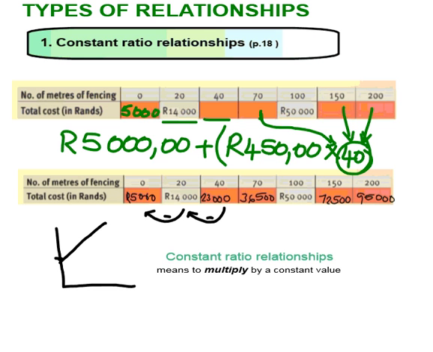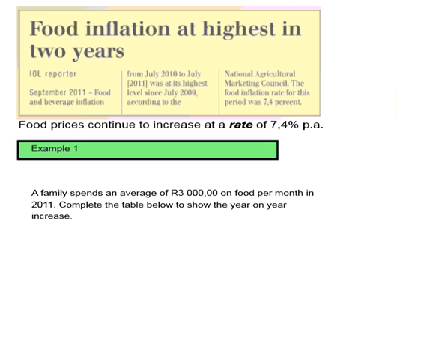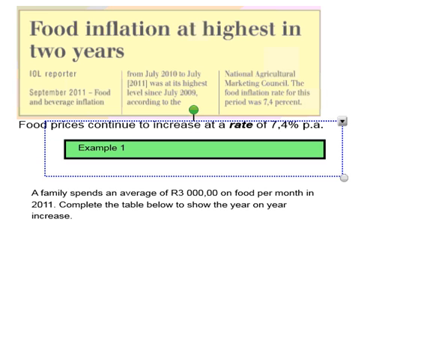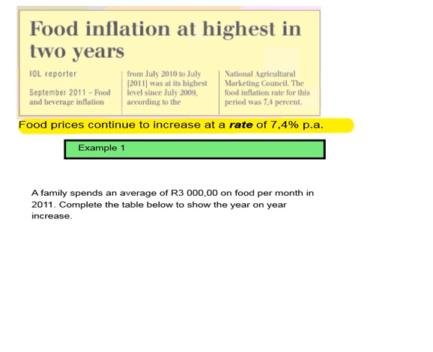Now what we are going to do now is look at constant ratio relationships. Okay, this was a constant difference. Now we're going to look at constant ratio. So for example, okay, food inflation at highest in 2 years. Food prices continue to increase at a rate of 7.4% per annum. So what does that mean? So my food price is going to increase by 7.4% this year. Next year, it's going to be 7.4% more expensive than the previous year.